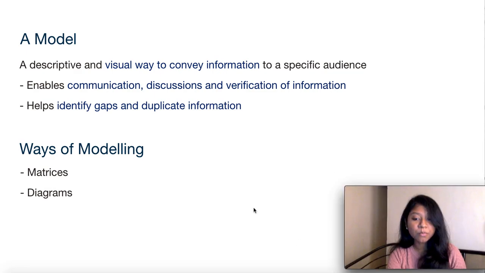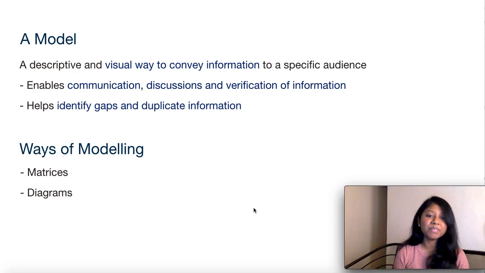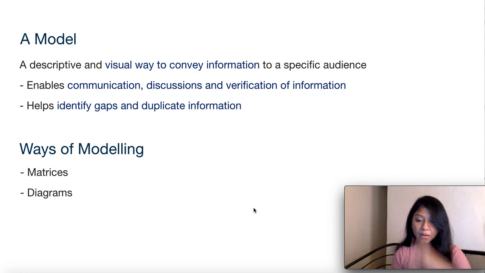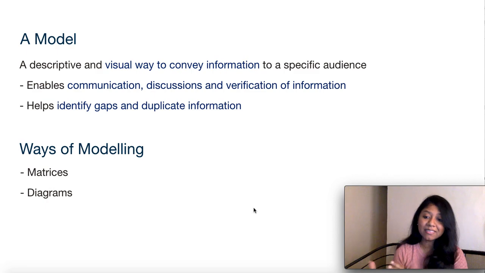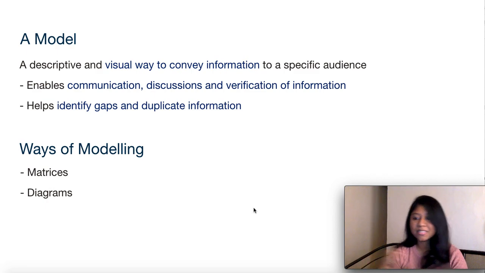So, what is a model? A model is a descriptive and visual way to convey information to a specific audience. There could be multiple models that can be created, but we choose the right model which could convey the information in a way that is understandable by a particular set of audiences. So you might have audiences who are technical people, some may not be tech savvy. According to your audience, you need to identify which model would really work for them.